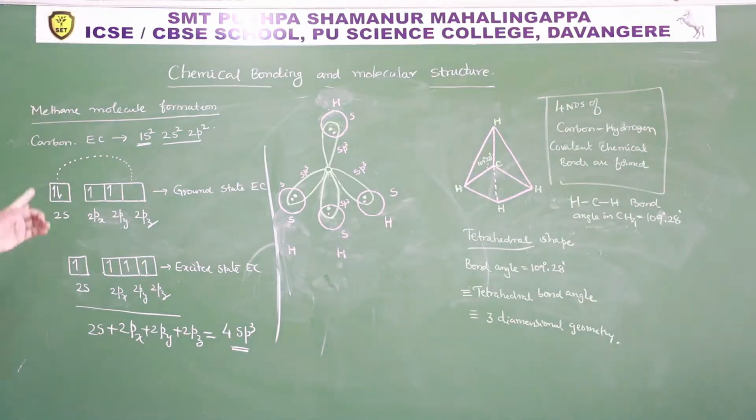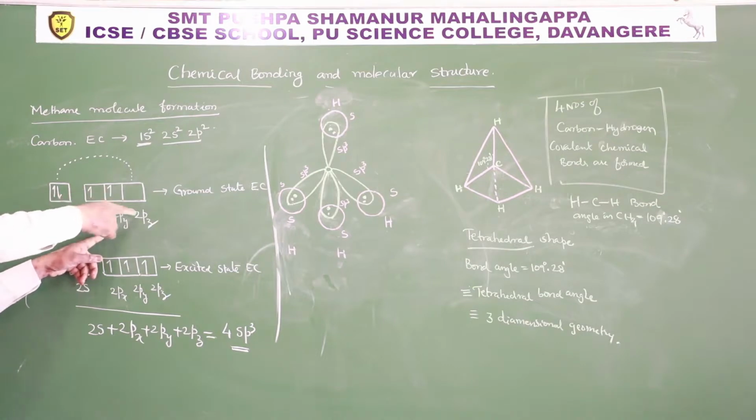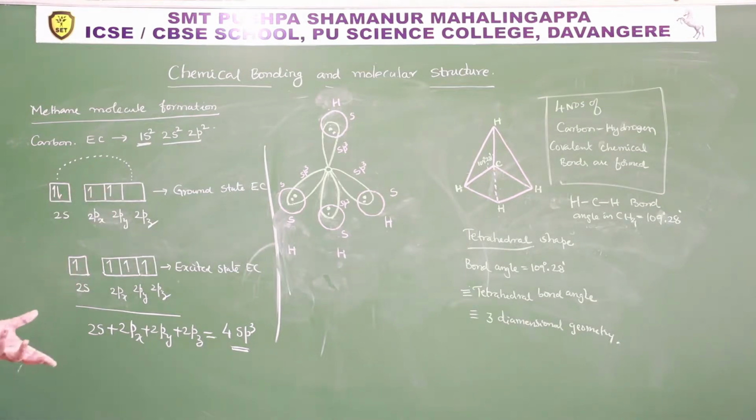In methane molecule formation, the carbon atom electronic configuration is 1s2, 2s2, 2p2. Its ground state electronic configuration is like this: 2s2, 2px1, 2py1. Whenever chemical reactions occur, we need energy. Therefore, only after supplying energy will the chemical reactions occur. Then one of the electrons from the 2s atomic orbital is excited to the higher energy level vacant 2pz atomic orbital. Therefore, the excited electronic configuration of the carbon atom would be 2s1, 2px1, 2py1 and 2pz1.